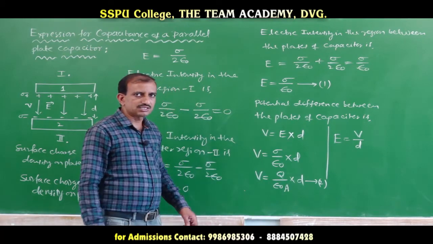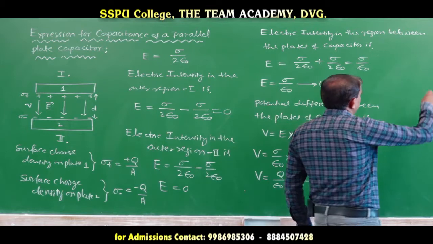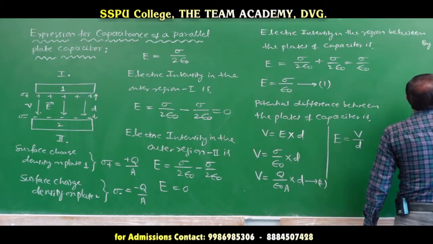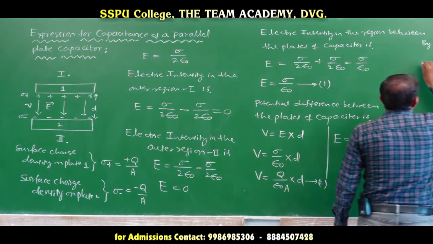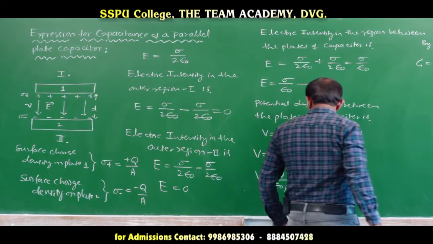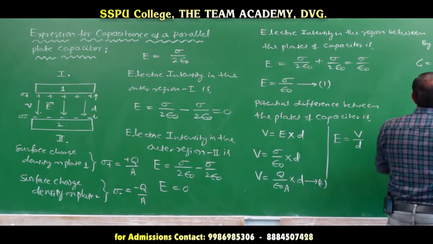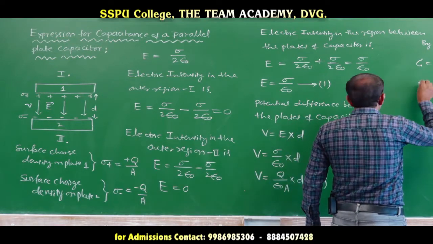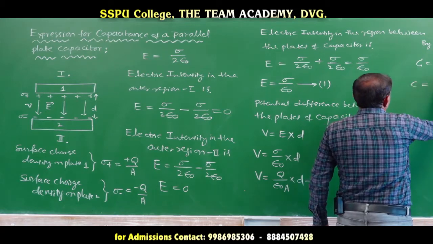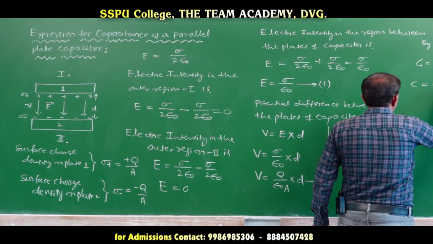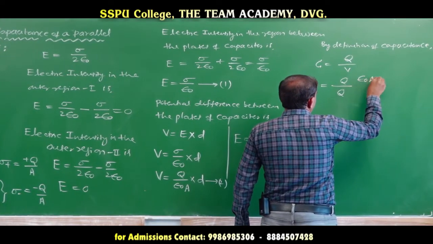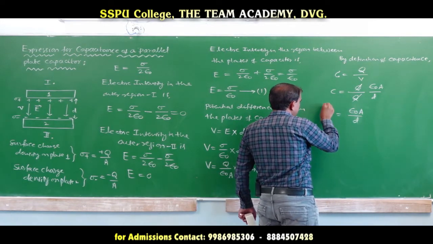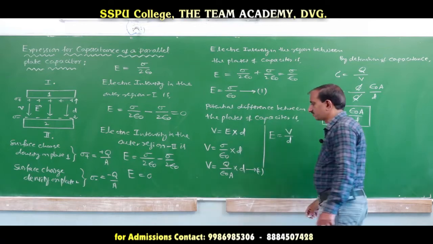Now the capacitance of a capacitor is given by, by the definition of capacitance, C is equal to Q by V. So now C is equal to Q divided by V, which is Q divided by epsilon naught into A divided by D. See, this Q cancels, C is equal to epsilon naught A by D. This is the expression for capacitance of a parallel plate capacitor.